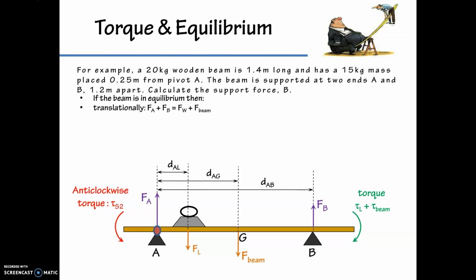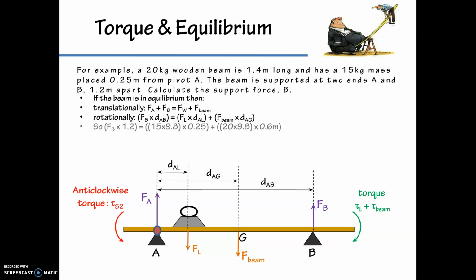Translationally, the upward forces provided by support force A and B must equal the weight of the beam and the weight of the load downward. Rotationally, we've got to make the two torques equal to each other. That means working out the anti-clockwise torque that is around force B. So we write down FB, because that's the force we need to work out, and we're going to multiply it by the distance to pivot A. So that's the distance between the two pivots, not the distance between one end of the beam and the other. It's the distance between the two pivots.